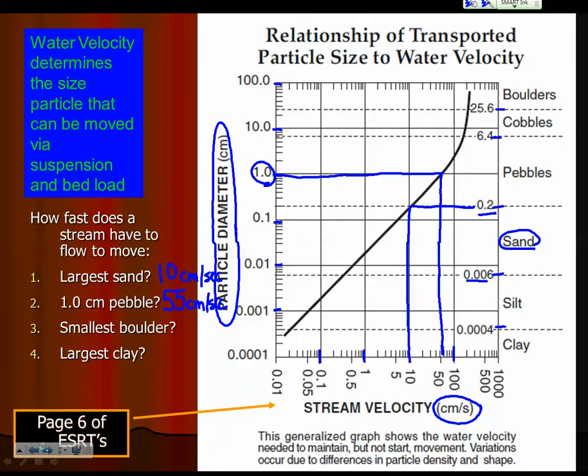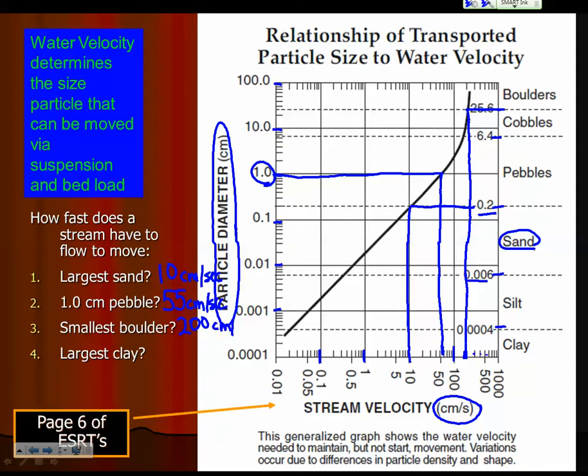All right, number 3, the smallest boulder. So boulder has no upper limit on this chart, but the smallest boulder is right there. And if we follow the chart down, straight as we can, you might want to use a ruler for this, a straight edge, comes out to about there. And that is yes, 200. There's 100, 200, 300, 400, and 500. So 200 centimeters per second.